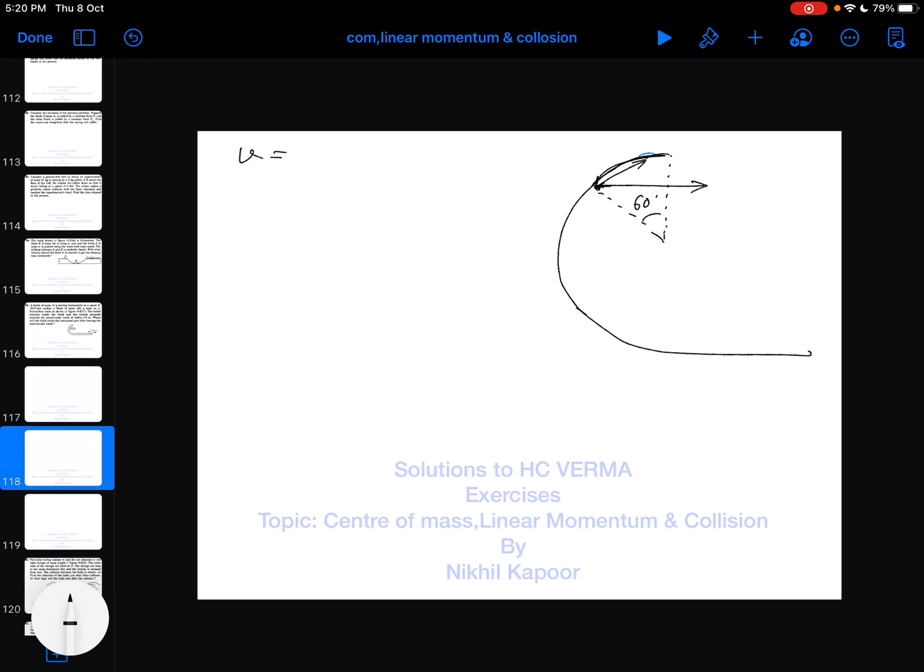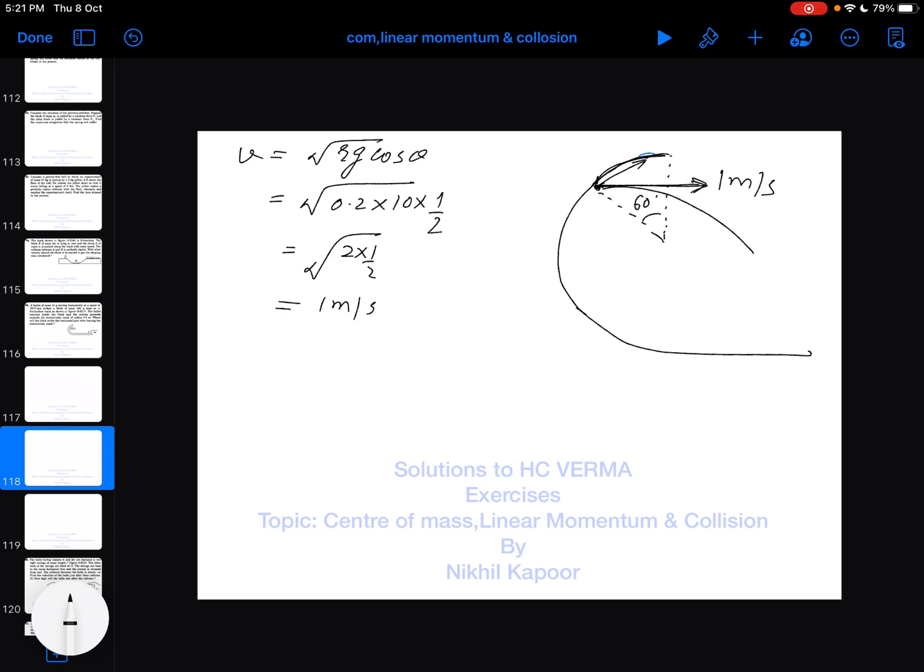And what is that velocity? Under root rg cos theta. So let's substitute. So it will be under root 0.2 into 10, cos theta is 1 by 2. So it will be under root 2 into 1 by 2, so that comes out to be 1 meter per second. Due to constraint, the complete velocity will become horizontal, and now this will be the projectile motion.